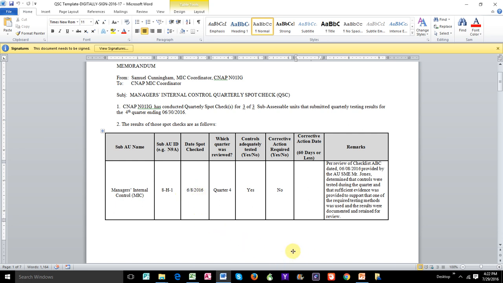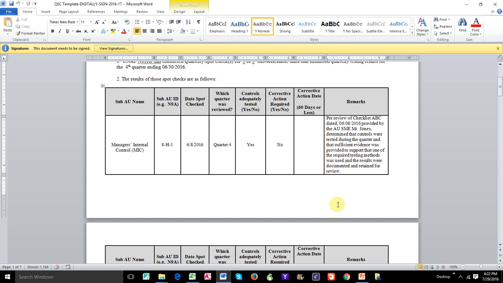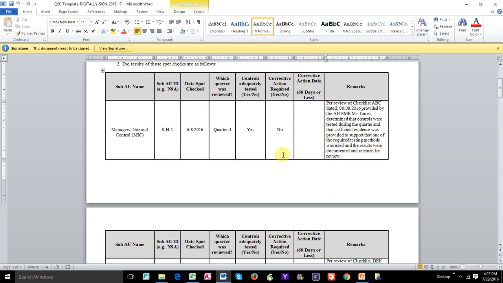And the type of remarks we're looking for in the quarterly spot check: per review of checklist ABC provided by whoever the AU SME is, determined that controls were tested during the quarter, that sufficient evidence was provided to support that the required testing method was done. That is for a review where there are no issues.